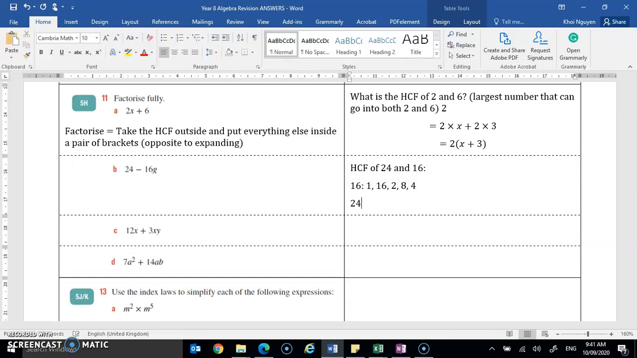Then we're going to do the same thing for 24. So 1 can go into 24 24 times. Next is 2. 2 can go into 24, well, 12 times. And next is 3. 3 can go into 24 8 times. And finally we have 4. 4 goes into 24 6 times.